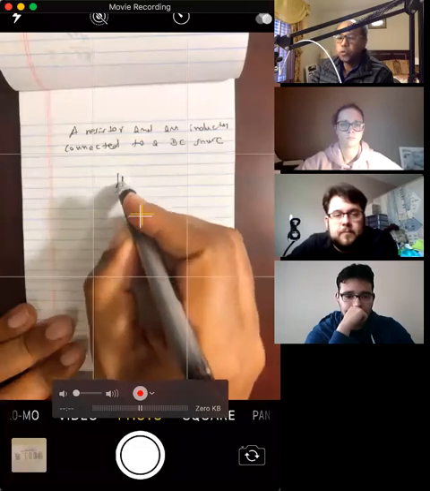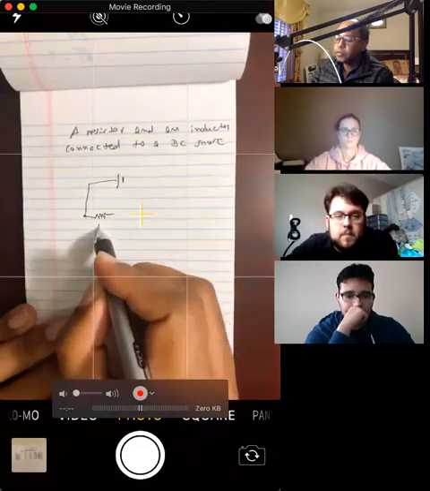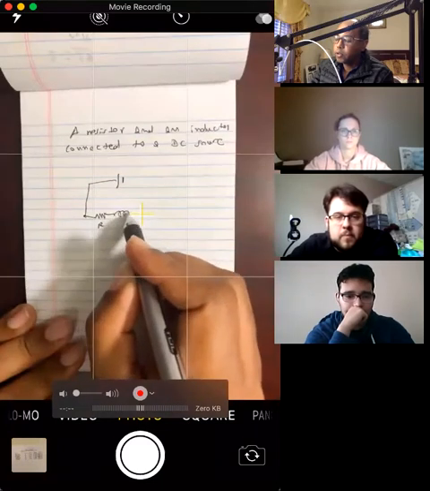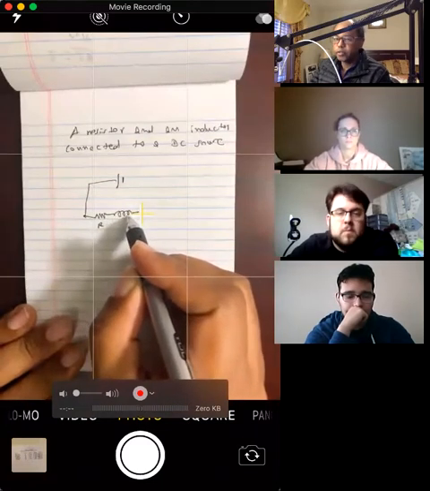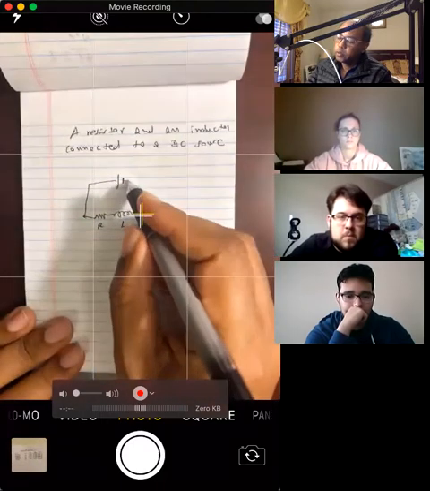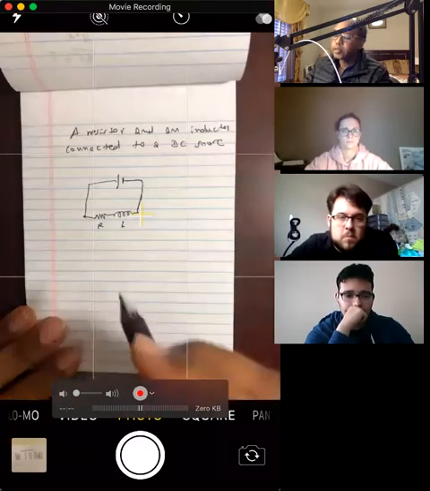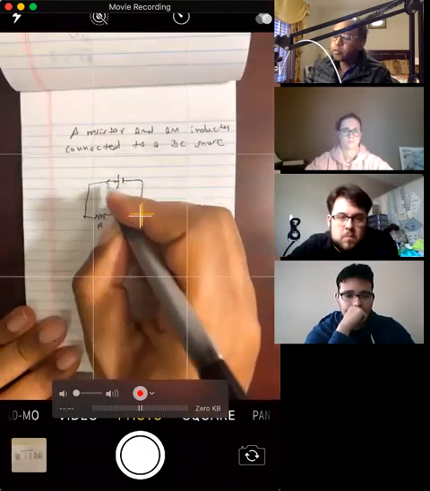Now we have the following circuit. This is the source, like a battery, and then we have a resistor with resistance R, and then we have a coil. By the way, this is the symbol of an inductor or coil, and it's identified by its inductance L. So we want to look at this circuit. Let's say we've got current flowing over here.